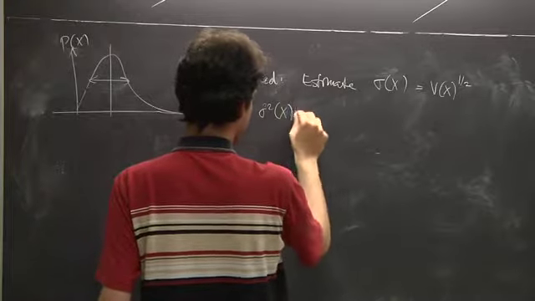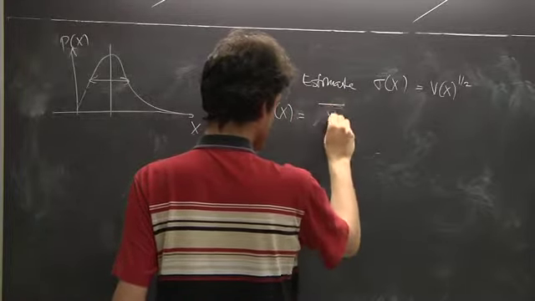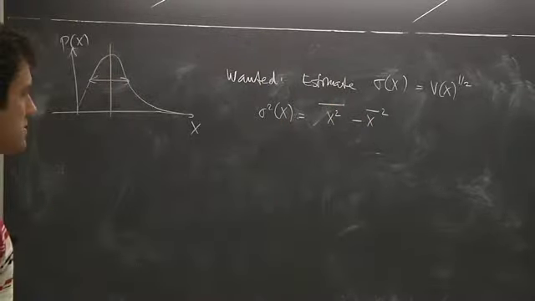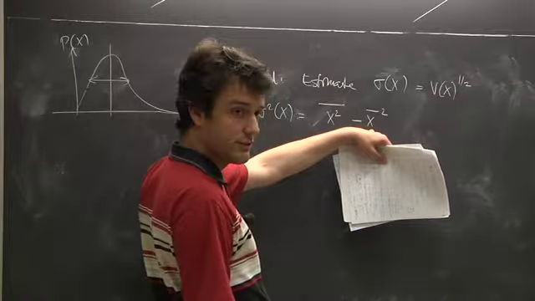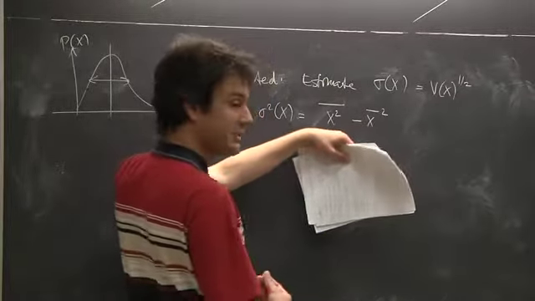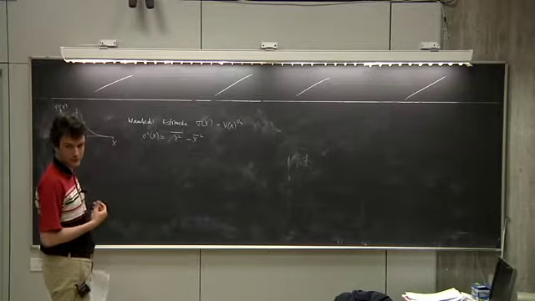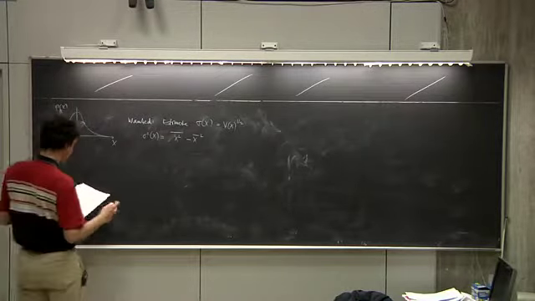sigma squared of x is just defined as this, no? So why not just compute x average as we did before, and also x squared average more or less as we did before? That would be the natural thing to do, no?